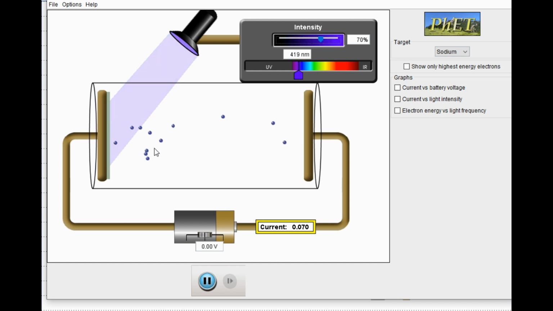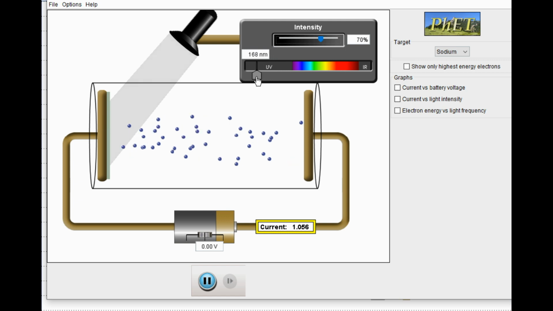Something weird happened here. Electrons started being extracted. So we can observe the photoelectric effect. If I continue, the photoelectric effect will keep on being observed.